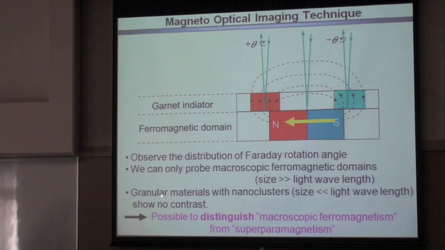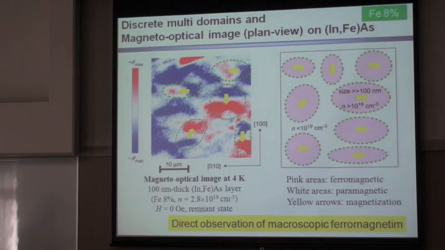However, if the magnetism comes from granular cases, in which the nanoclusters, magnetic clusters, have a size shorter than the light wavelength, we see no such macroscopic image. So it is possible to distinguish macroscopic ferromagnetism from superparamagnetism. And this is the experimental data of one of our samples with 8% iron.